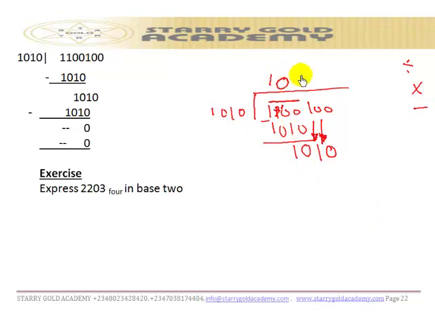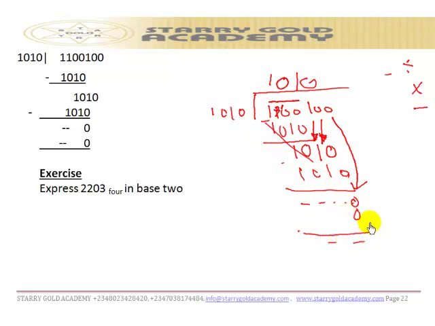So 1010 in 1010 is 1. You just divide it. Now multiply. 1 times 1010 is 1010. 1010 minus 1010 is 0. Don't forget, you still have one guy left in the bank. So this guy is coming down. 1010 in 0 is still 0. 0 times 1010 is 0. Do you understand what I just did?